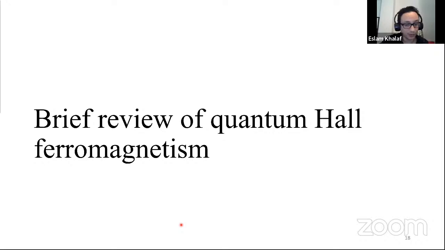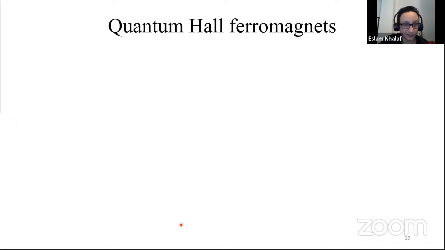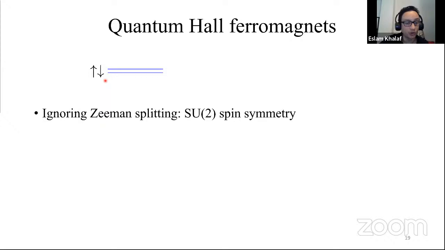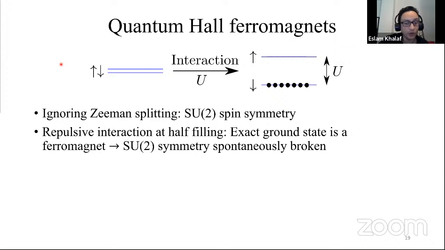What is a quantum Hall ferromagnet? A quantum Hall ferromagnet is essentially realized if you take a Landau level with spin degree of freedom, so spin for the Landau level, but ignore the Zeeman splitting. So assume that these two levels are really degenerate and you have SU(2) spin rotation symmetry. So what is known is that if you add any repulsive interaction to the system and you take half filling, so filling one of the two bands, SU(2) spin rotation symmetry is spontaneously broken and you get an exact ground state of a ferromagnet. And you spontaneously develop a gap between these two spin bands, and this gap is of the order of the interaction scale.